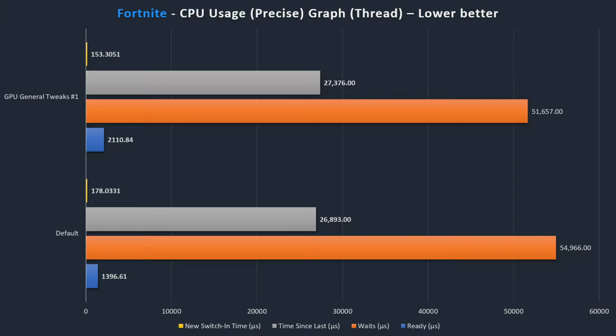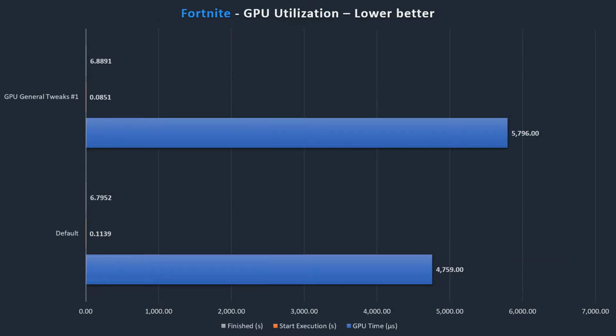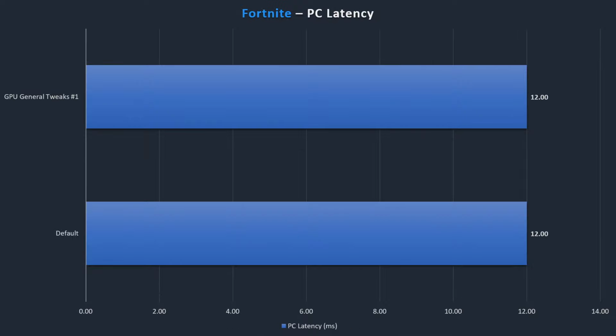I want to say also that all those metrics are new. I added them. I'm making so many changes video by video to find the best method, the best way to analyze these things. I will leave in the description an explanation of those metrics from Microsoft if you want to understand more. The GPU utilization, again, all metrics are better by default, not with those tweaks. The PC latency with FrameView is exactly the same, zero difference.